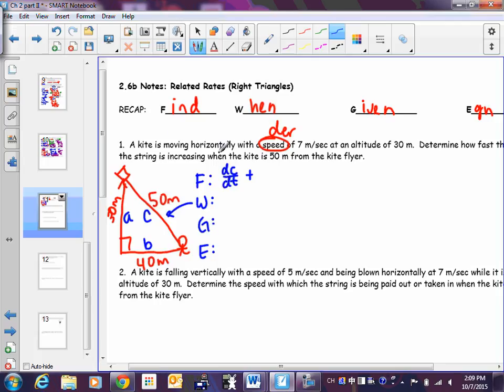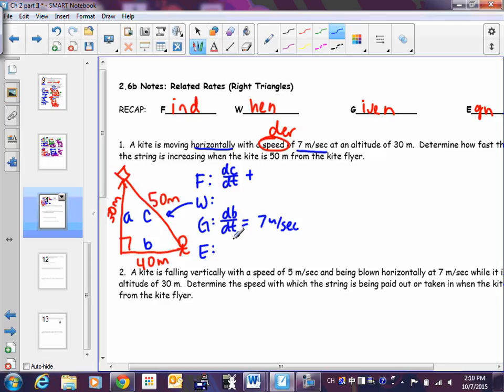So what's something in the problem I have not yet listed? What should I write next to the given? A equals the speed. Okay, so this 7 meters per second, that's a derivative of what? A, B, or C? And this word right here tells us. Horizontally, so dB. So dB over dt is 7. Now, should that be a positive or negative 7? Positive. Because remember, if the string is being let out, which is what they're telling us here, then it should also be getting further away from the kite flyer.